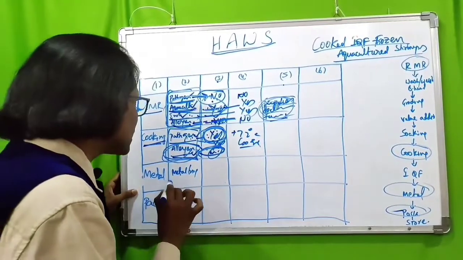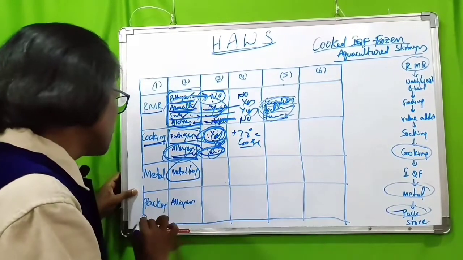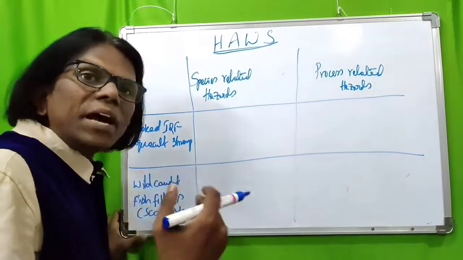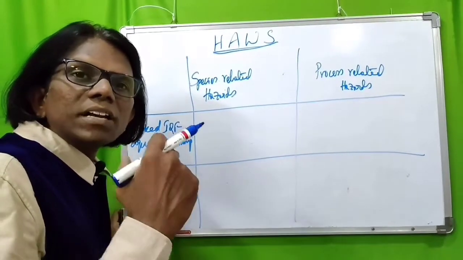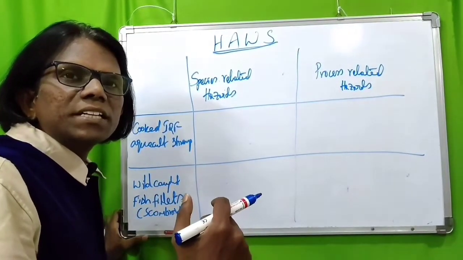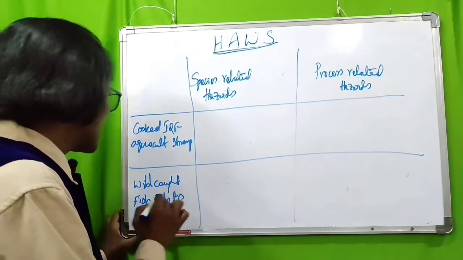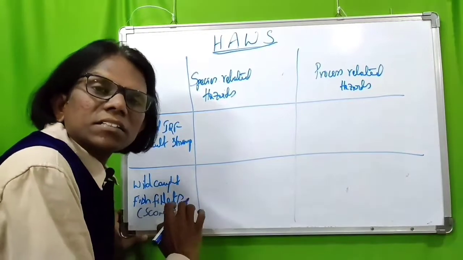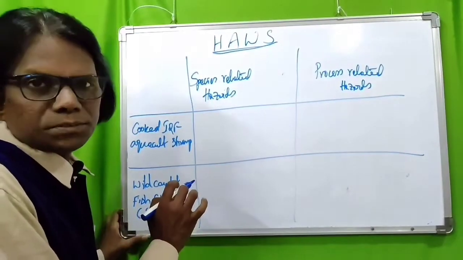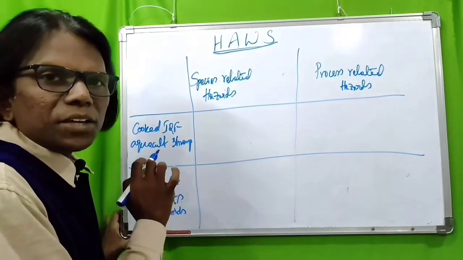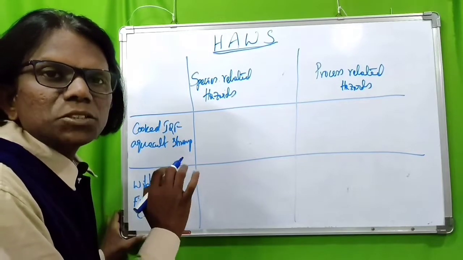So like that, metal inclusions, same, allergen also. We have discussed in our hazard analysis worksheet for 2 products. One is wild caught fish fillets, wild caught fishes, scombroids. So IQF frozen fish fillets, scombroids.